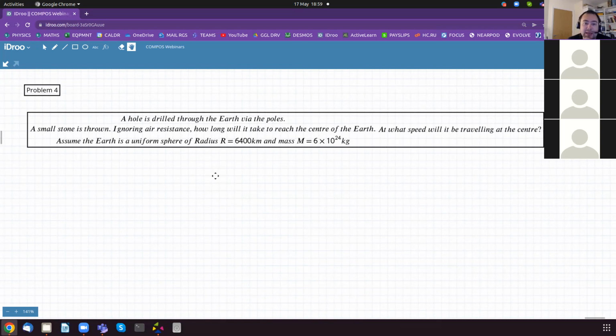What would be happening to the acceleration of the ball as it drops? What do you think? Maybe you already know some formulas that can help you. What would happen to the force? So, Josh, you're saying that the acceleration is increasing. Why do you say it's increasing?